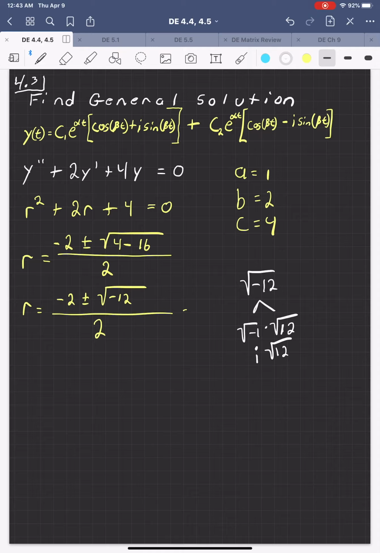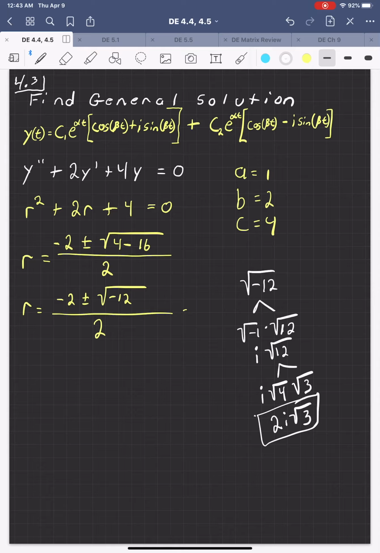Now, normally what you would do is write the square root of 12 as the square root of 4 times the square root of 3. This would be the simplified form, just like if you were writing 2/4, you would simplify it to a half. The square root of 12 can be simplified, since the square root of 4 is 2, to 2i square root of 3. With me? All right, so that is going to go in replacement for that square root of negative 12.